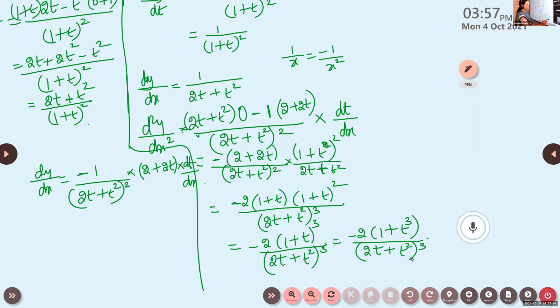Sometimes from the denominator, if you want, you can take t as common. It's an MCQ, so the answer they will change like this. Sometimes they will write the answer like this, t cube into 2 plus t the whole cube. Like that, they can change the answer.